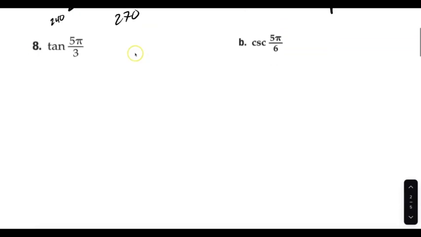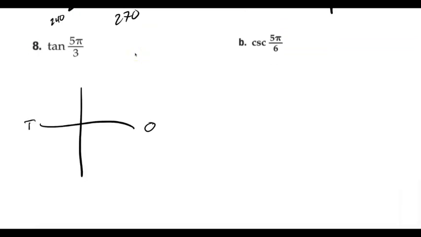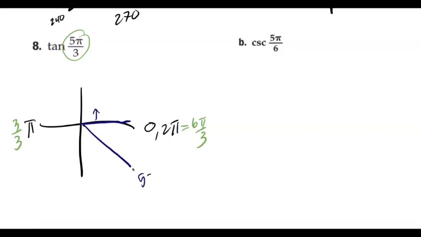Okay, let's do a few more. Tan of 5 pi over 3. Another radian one. We're going to go 0, we're going to go pi, 2 pi. Keep the common denominator, 3 over 3. This equals 6 pi over 3. It is a positive 5 pi over 3. We're going up. We're going 3 over 3. Not there yet. So go around again. 6, a little shorter than that. We're in this quadrant. This is 5 pi over 3.